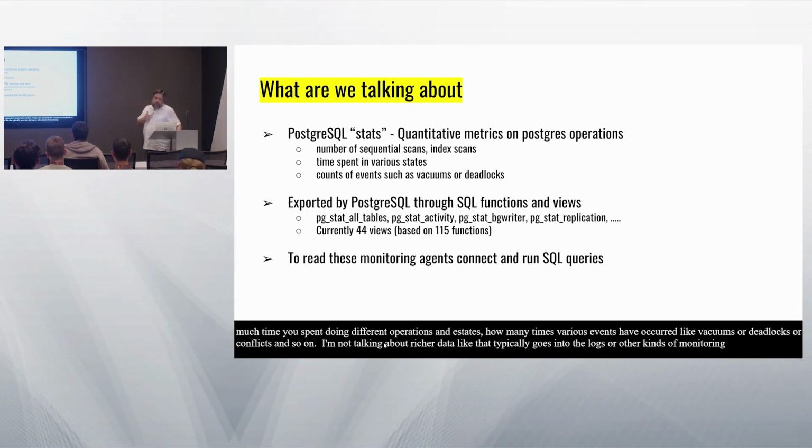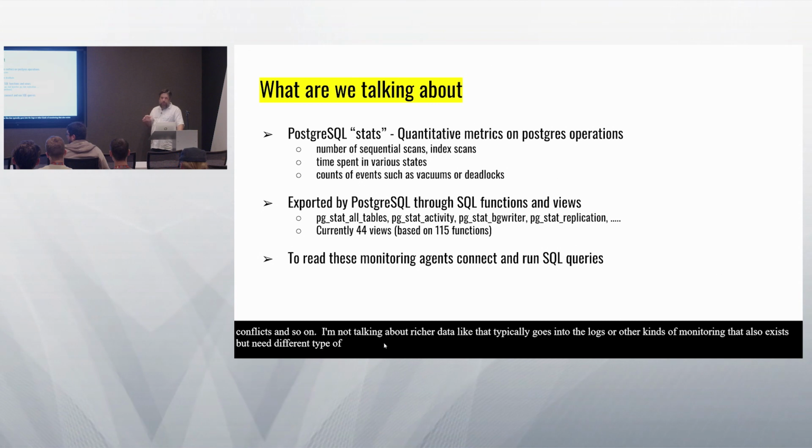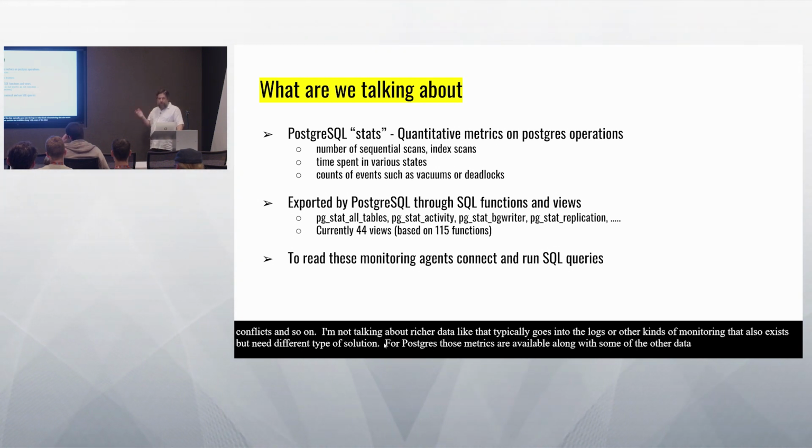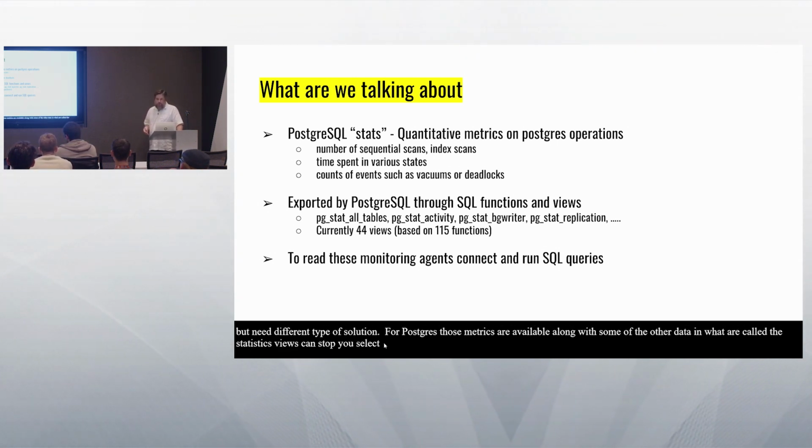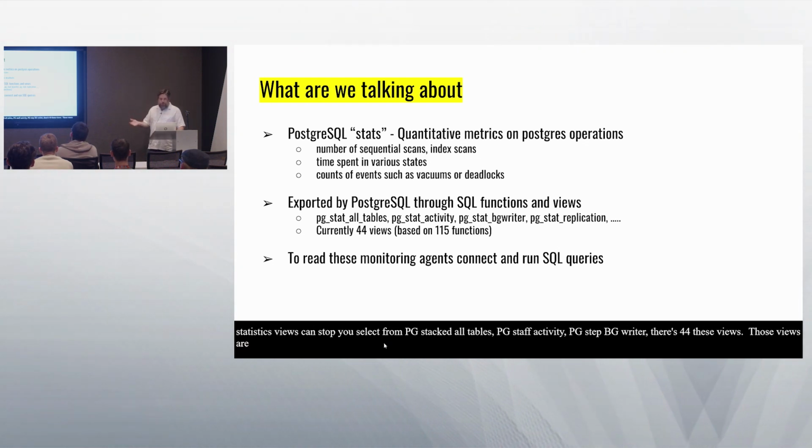For Postgres, those metrics are available along with some of that other data in what are called the statistics views. You select from pg_stat_all_tables, pg_stat_activity, pg_stat_bgwriter. There's actually 44 of these views. Those views are actually implemented on top of functions, and some data is actually only available by directly using some function which returns some internal counter or state.